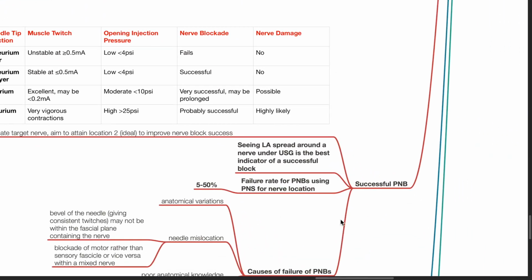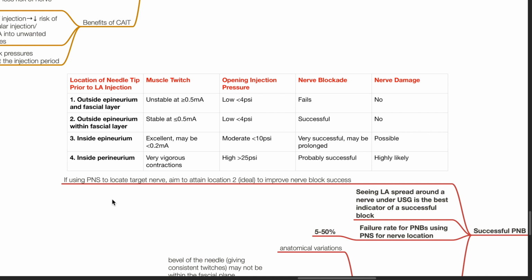Successful peripheral nerve block. If using peripheral nerve stimulator to locate target nerve, aim to attain location 2 to improve nerve block success. There are 4 possible locations of the needle tip prior to LA injection. Outside epineurium and fascial layer, muscle twitch is unstable at more than 0.5 mA, opening injection pressure less than 4 psi, nerve blockade usually fails, there is no nerve damage. When the needle tip is outside epineurium and within the fascial layer, muscle twitch is stable at less than 0.5 mA, opening pressure is less than 4 psi, nerve blockade is successful and there is no nerve damage.